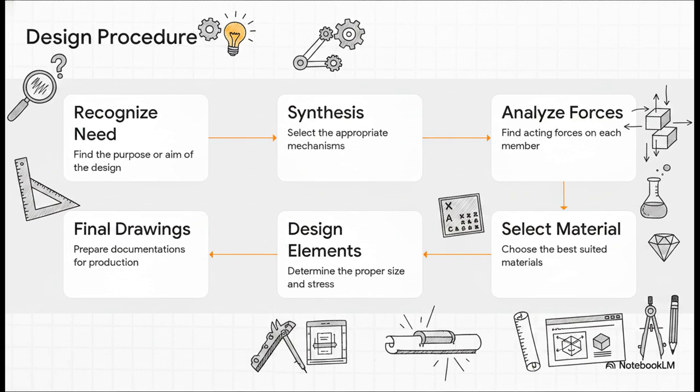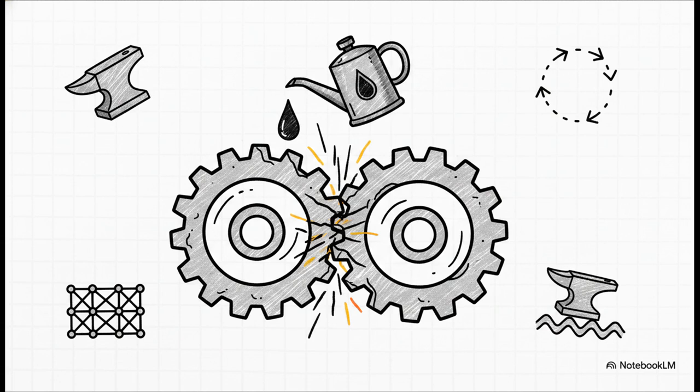Then you move through synthesizing mechanisms, analyzing the forces acting on each member, selecting the absolute best materials, designing the elements for size and stress, and finally, you end up with detailed production drawings. And as you flow through those steps, you have this massive balancing act going on. You have to constantly weigh critical factors like load types, part motion, and material behavior.